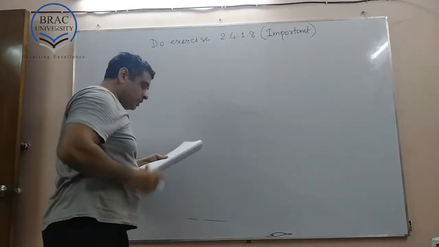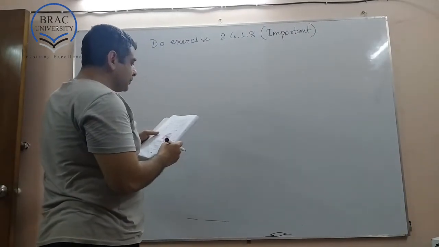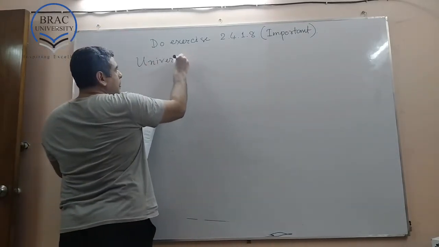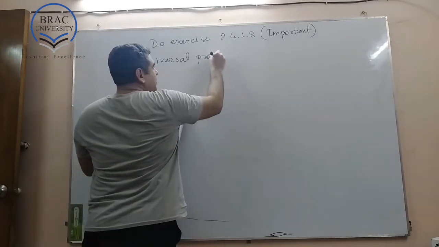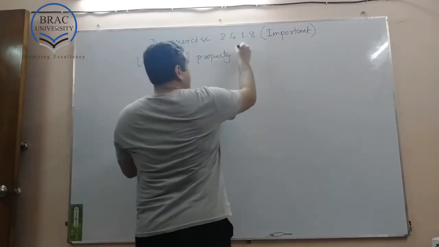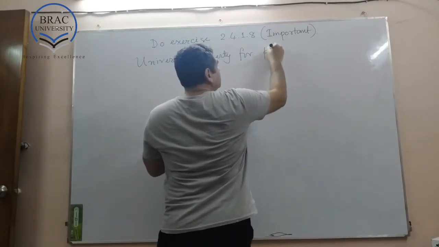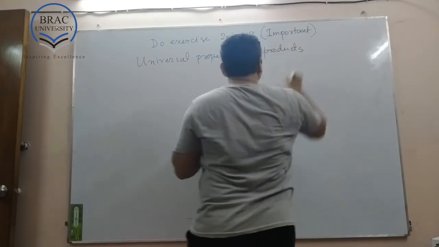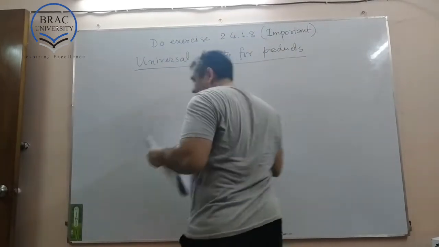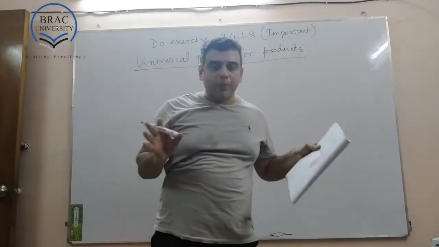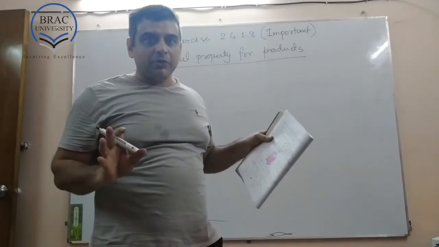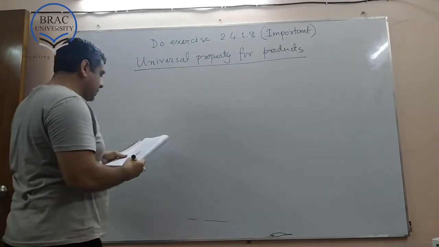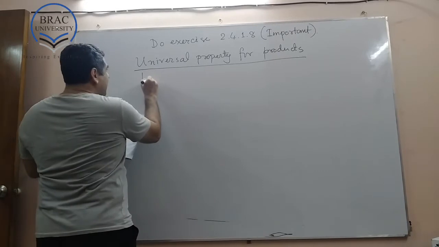So now I'll describe what is meant by the universal property of products, the universal property for products in the category of sets. By universal property we mean some sort of property which is considered the best. So for products, the universal property is given by the following lemma.